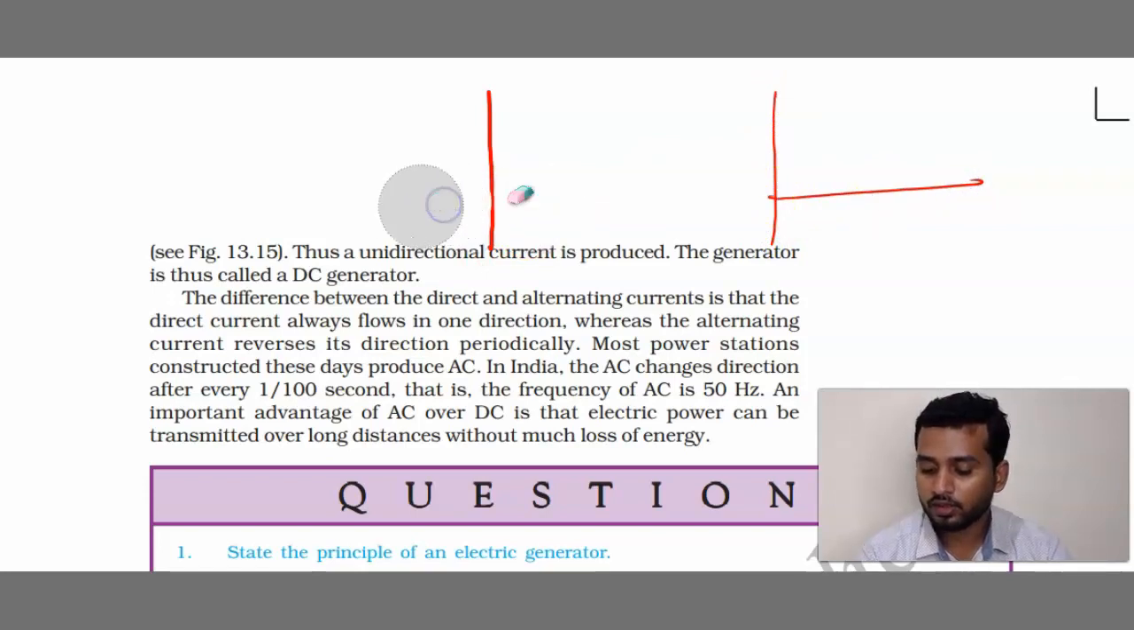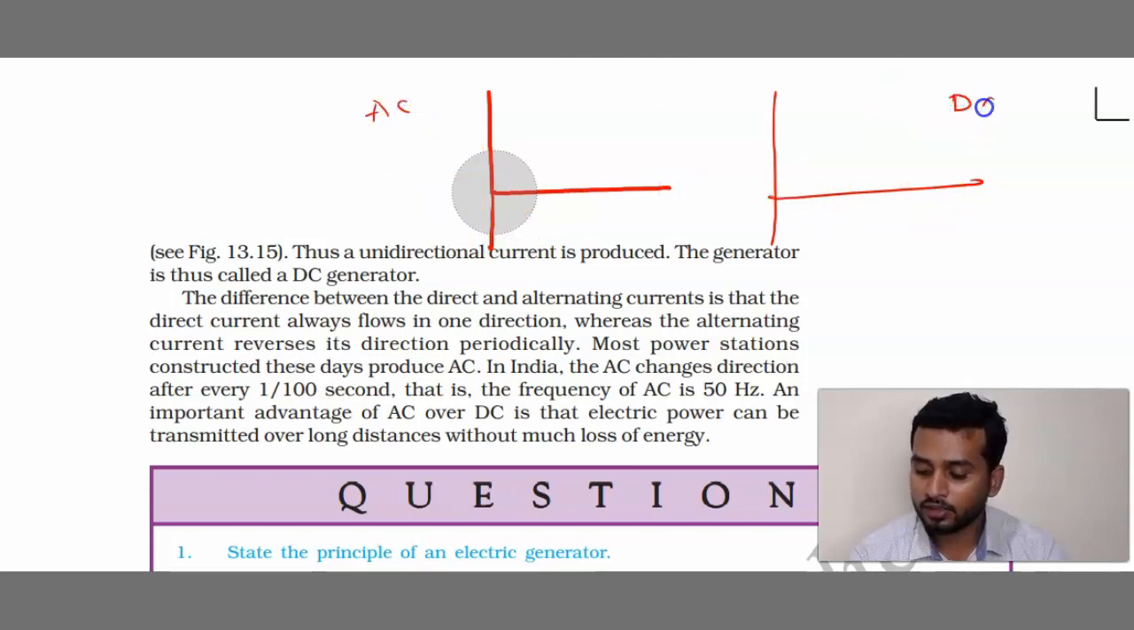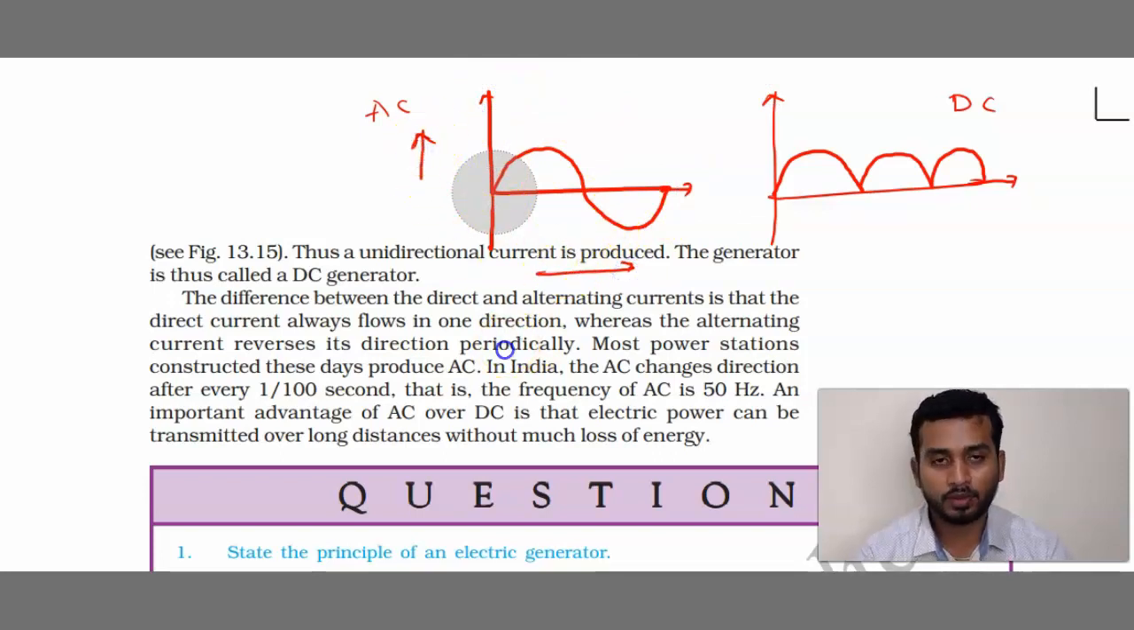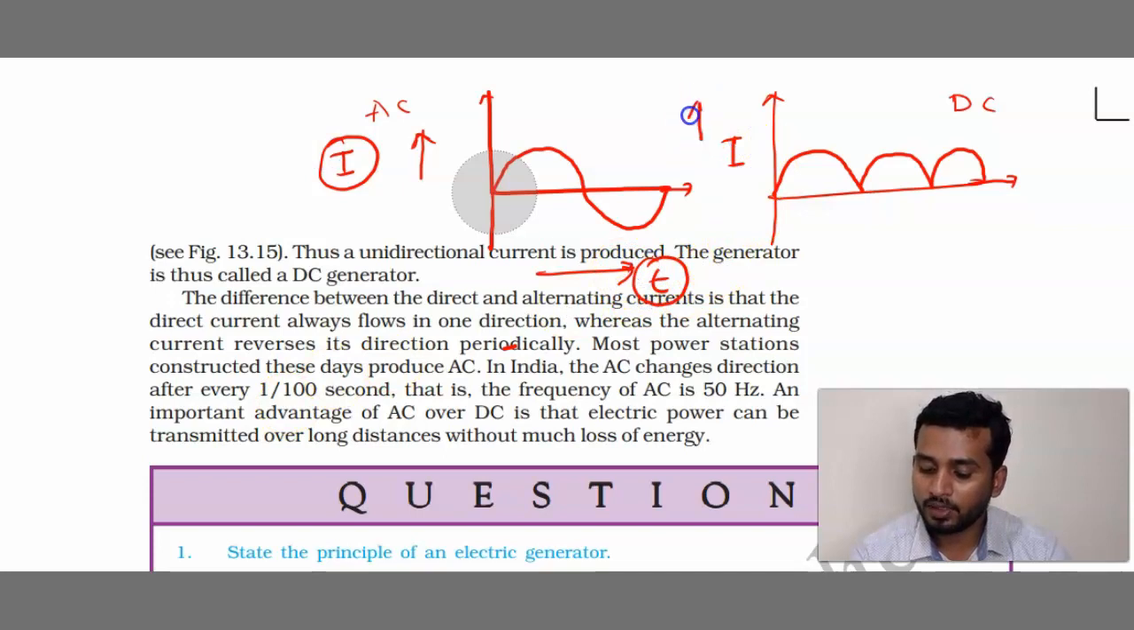Okay, see children, this is alternate current, and this is direct current. In alternate current, the graph will be in this shape. In direct current, the graph will move in this shape. Should not forget it. Okay, this is the x-axis and this is the y-axis. So what does the x-axis represent and what does the y-axis represent? You should not forget: the y-axis represents current and the x-axis represents time.